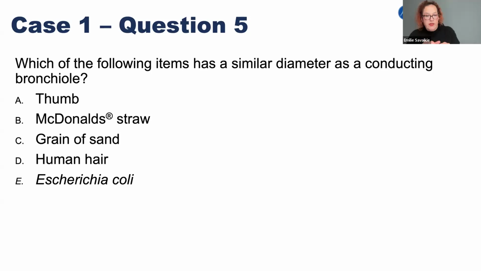So just to think, your thumb, I don't know, it's about a centimeter-ish, and a McDonald's straw, probably about 5 millimeters-ish. Grain of sand is 1 millimeter. A human hair is much less than that. And E. coli is, we're talking microscopy.